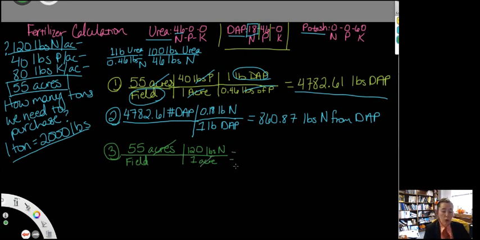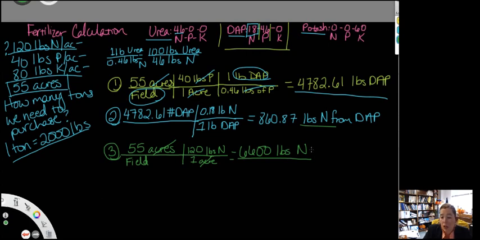So if we calculate that, we've got 55 times 120. That's going to give us 6,600 pounds of nitrogen. That's how much nitrogen we need from the combination of what we're getting from our DAP plus what we get from urea.